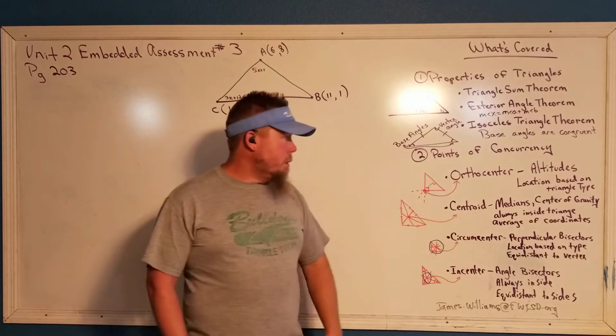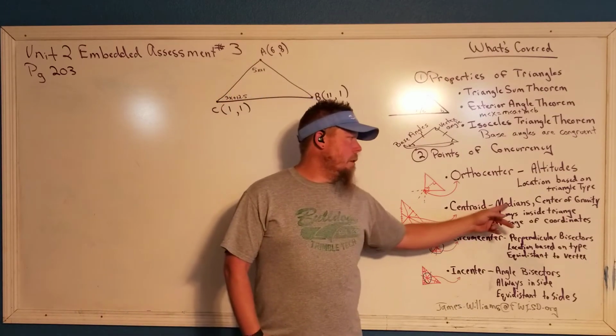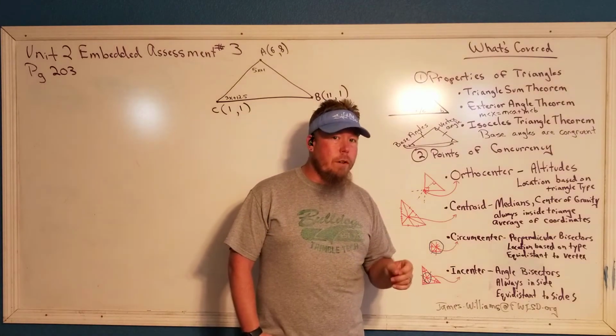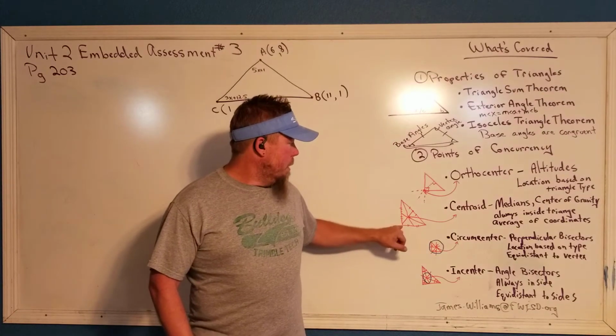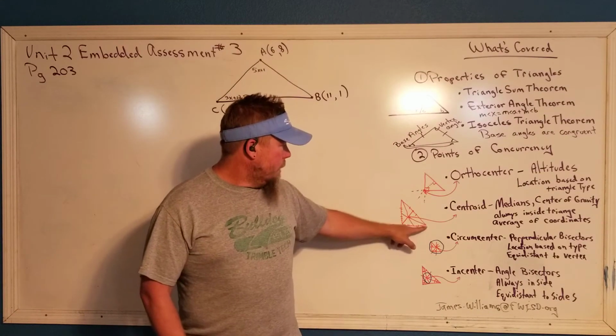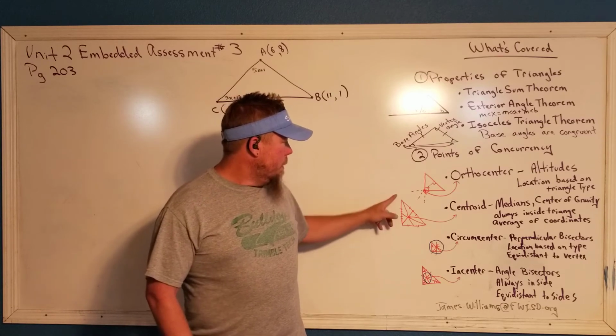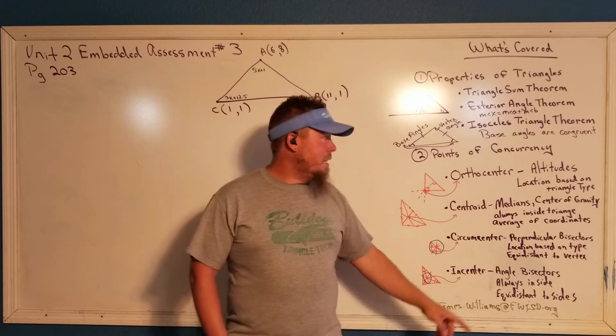Okay, centroid. Centroid to me is one of the coolest ones. It is the intersection of the medians. Medians basically means that it goes from one vertex to the midpoint of the opposite side. So that's why you'll see that I drew from the vertex to the midpoint of this side, making these two parts equal, vertex to midpoint, making these two parts equal, vertex to midpoint, making these two parts equal. Those are called medians.